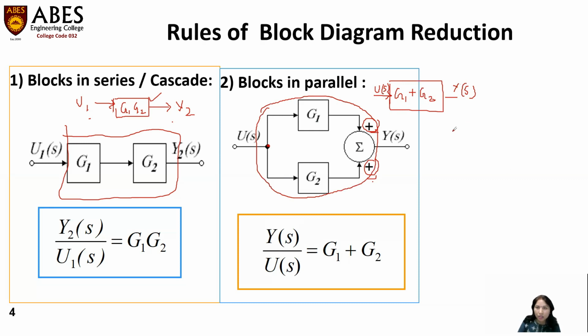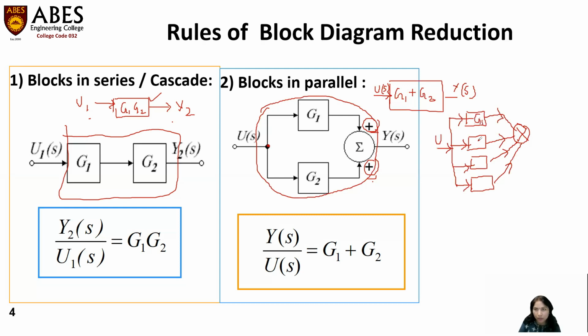Suppose the blocks are connected like this. Summation point is there. One block, second block, third block, fourth block. Suppose 4 blocks are there and they are coming from the same input, like this. This is U. Direction is very, very important. We have to mark the direction. And they are moving towards this summation point, like this. The direction is unidirectional, right?